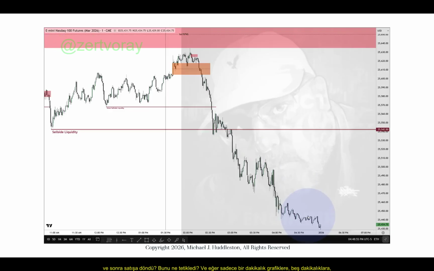Now, why did this run up here like that and then sell off? What makes that happen? If you're looking at just simply 1-minute charts or 5-minute charts or 15-minute charts or 1-hour charts, you're not going to get what you need. You have to have a proper top-down analysis, and you have to at least consider the daily chart. If you aren't at least conferring with the daily chart in your trading, you are trading blind.